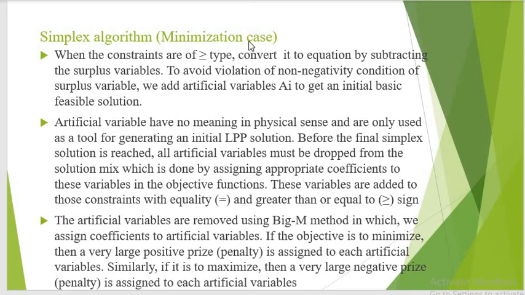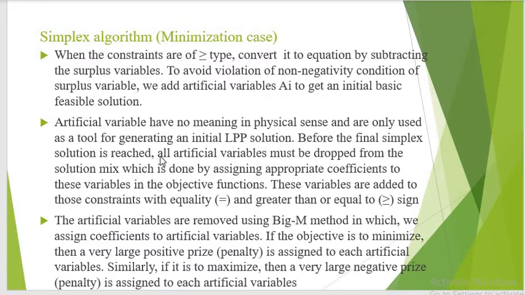Simplex algorithm, minimization case. When the constraints are of greater than or equal type, convert them to equations by subtracting the surplus variables. To avoid violation of the non-negativity condition of the surplus variable, we add an artificial variable A_i to get an initial basic feasible solution. Artificial variables have no meaning in the physical sense and are only used as a tool for generating an initial LPP solution.